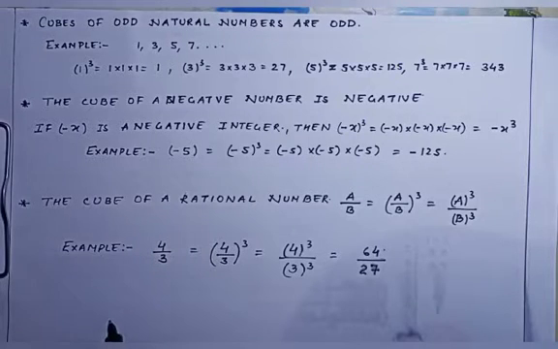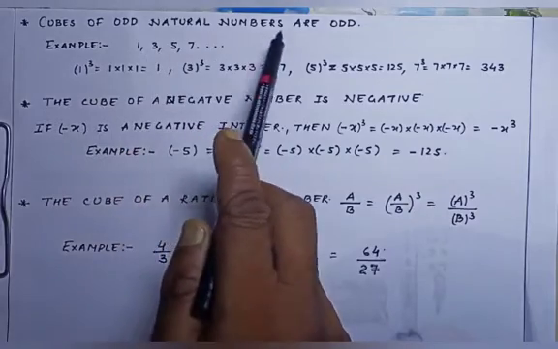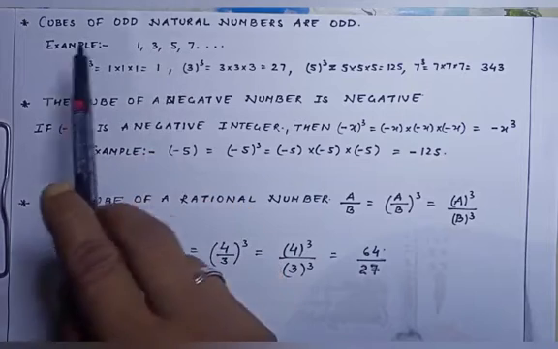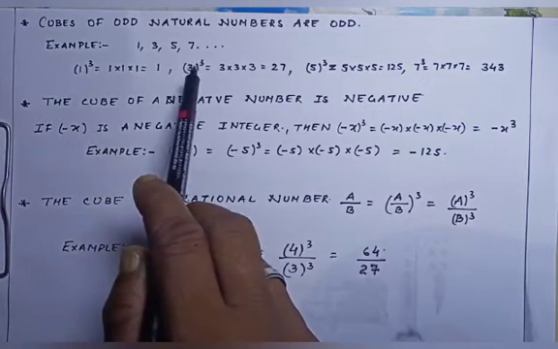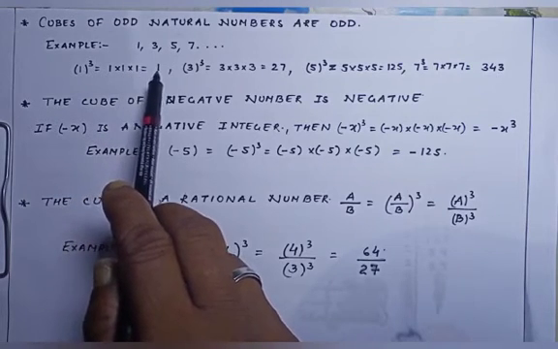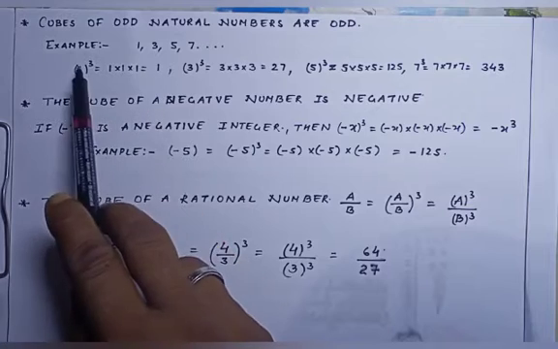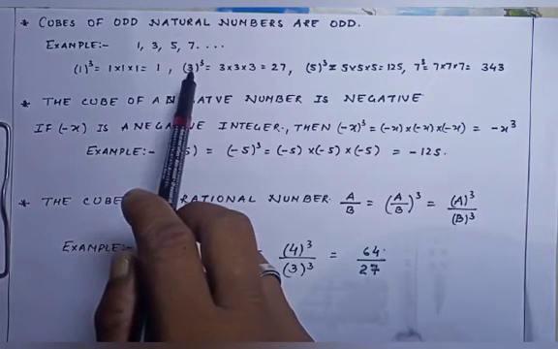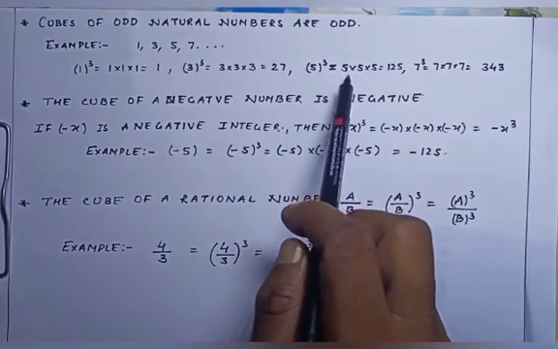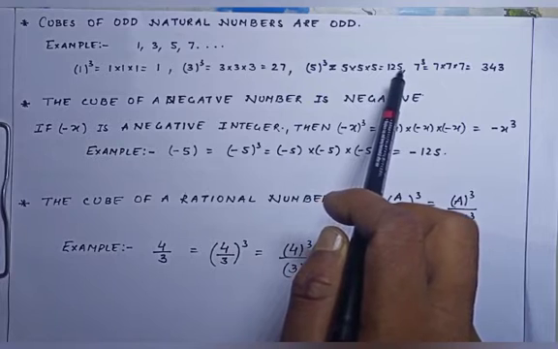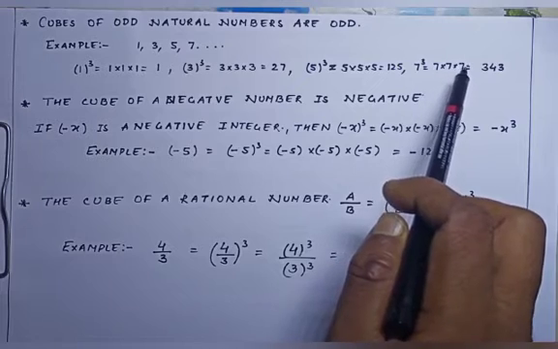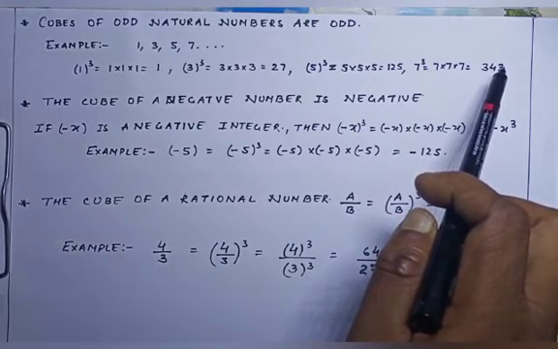Let us move to another property, that is cubes of odd natural numbers are odd. For example, if we take four odd numbers and find the cube of each number, the product that we obtain will also be an odd number. Like 1 to the power 3 means 1, 3 to the power 3 means 27, 5 to the power 3 means 5 into 5 into 5 is equal to 125. It is an odd number. 7 to the power 3 means 7 into 7 into 7 is equal to 343.